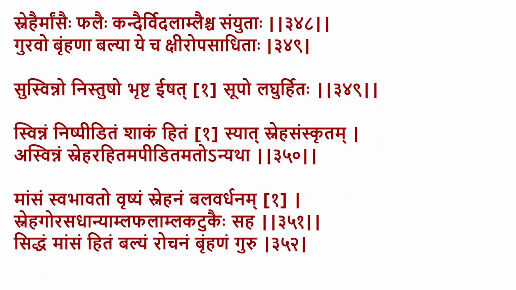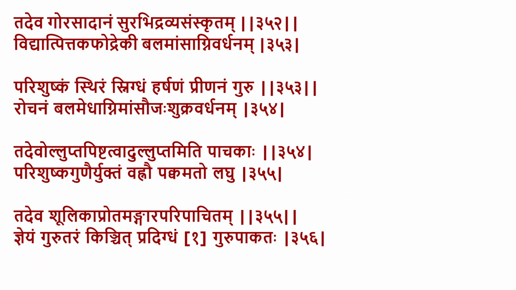Then mamsa: स्वभावतः वृष्यं स्नेहं बलवर्धनं स्नेह गोरस धान्याम्ल फलाम्ल कटुकैः सह सिद्धं मांसं हितं बल्यं रोचनं ब्रह्मणं गुरु. Mamsa, meat as such, would be vrishya, snehana, balavardhana. When it is processed with some oily substance, or gorasa, some products of milk, or dhanyamla, or phalamla, or katukarasa, any of those, then it becomes balya, rochana and brahmana. So mamsa also has to be processed as such.